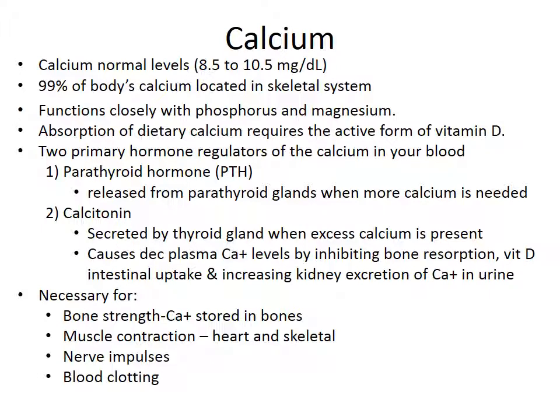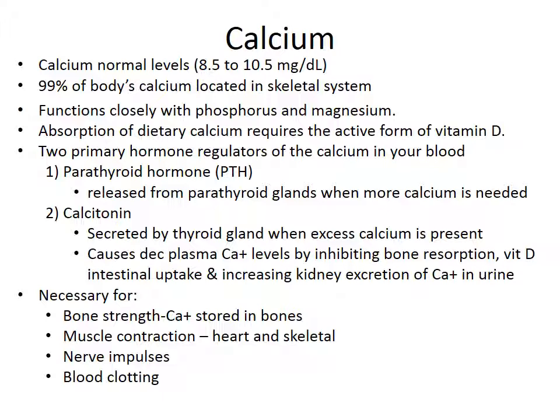Calcium. Normal calcium levels in the body are 8.5 to 10.5. 99% of the body's calcium is located in the skeletal system. Calcium functions closely with phosphorus and magnesium. An important thing to remember is that absorption of dietary calcium requires the active form of vitamin D in the body. Two primary hormone regulators regulate calcium in your blood.